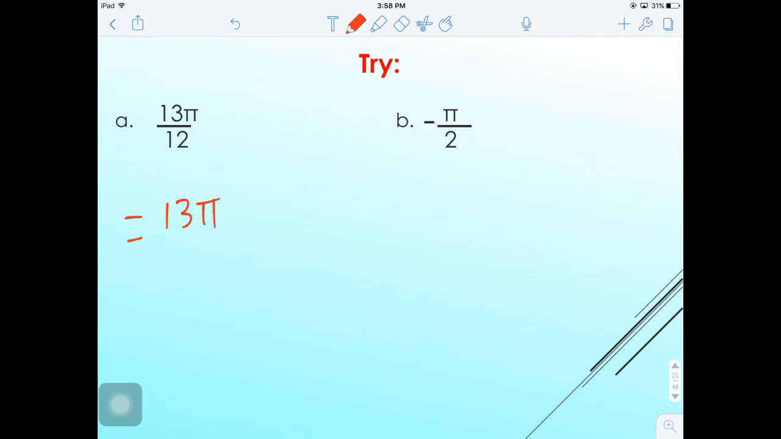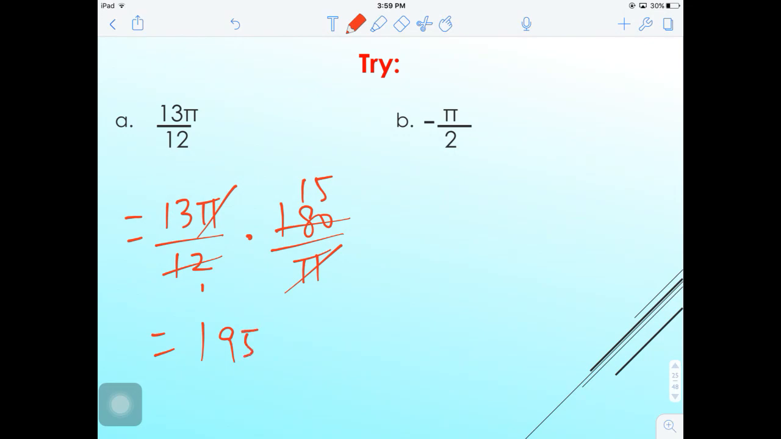Let's take a look. 13 pi over 12 times 180 over pi. Again, cross cancel the pi's, and 180 divided by 12 is actually 15. So 15 times 13 gives you 195 degrees. And that is the answer.